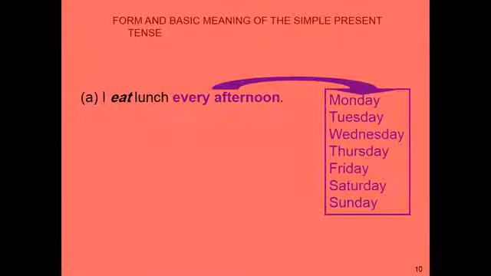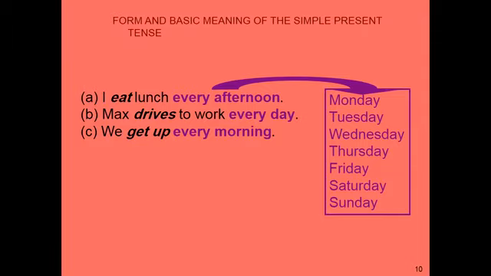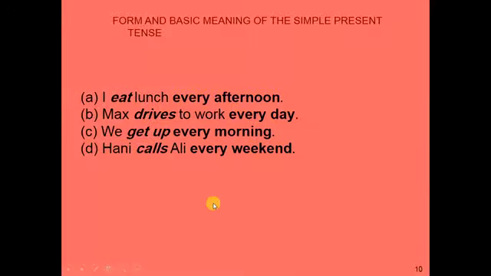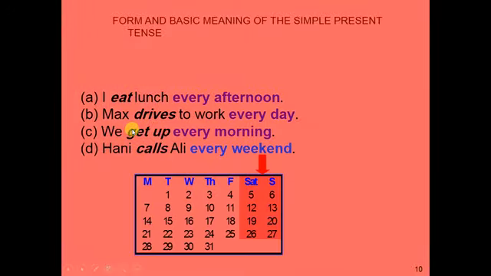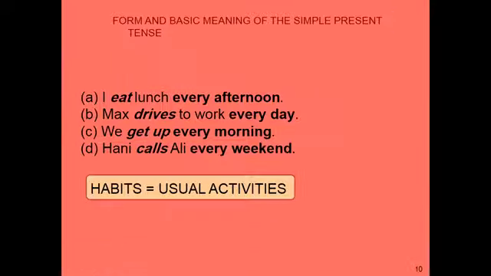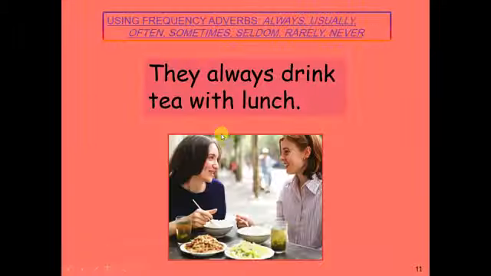I eat lunch every afternoon. We use every with many words like every afternoon, and days of the week, every Monday, every Tuesday, every morning, every weekend. So it's a usual habit. It's our habit to do this. Okay. So we use it for usual activities or habits. I eat, I drive, I get up every morning, every Friday. They always drink tea with lunch.